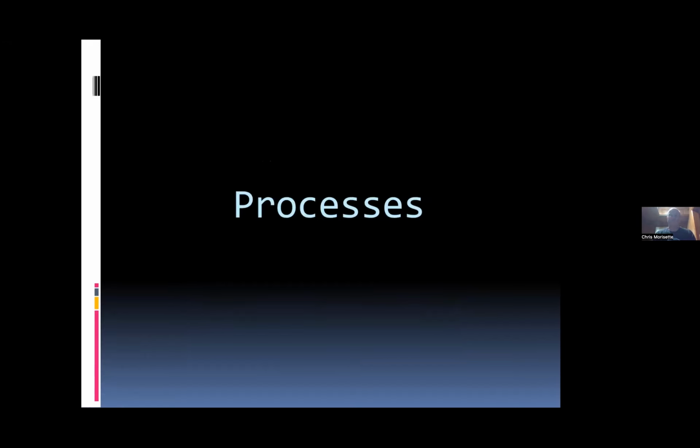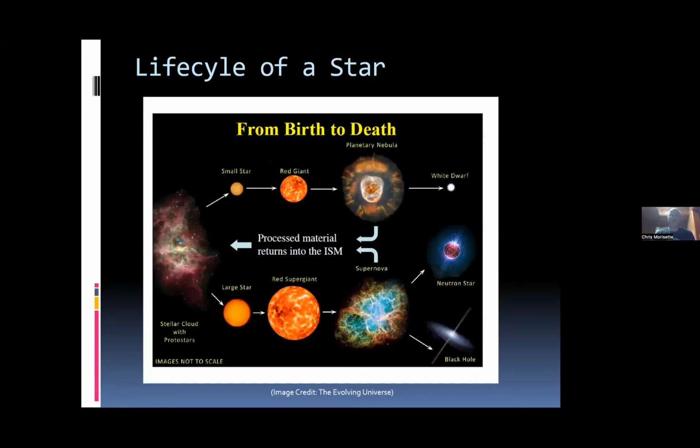So let's get into processes, and the process that we're going to really focus on here first is the life cycle of a star. And you see a very simplified diagram here that takes you from a nebular cloud through star creation, creation of a supernova and a planetary nebula, and then recycle of that material back into the cosmos. So we're gonna walk through this step by step. And the first area of the process we want to talk about is a stellar cloud with protostars.